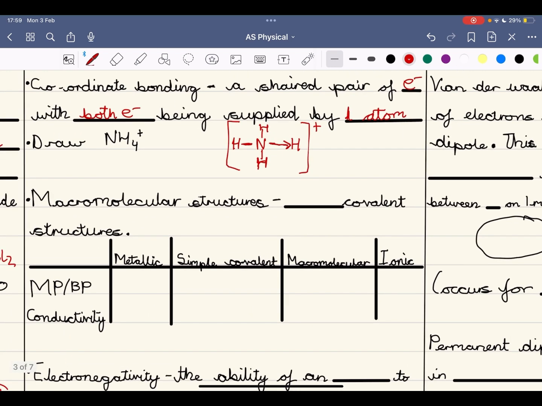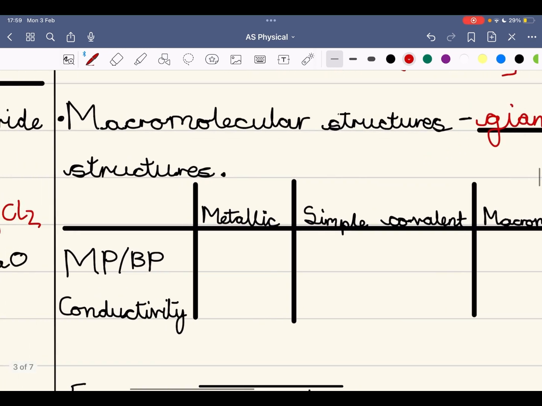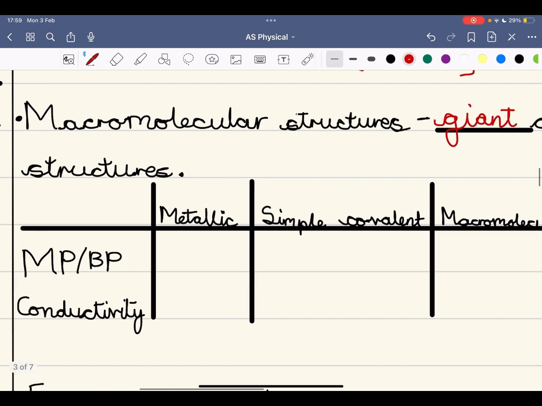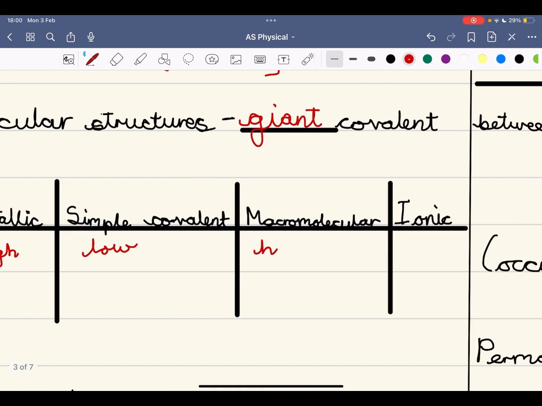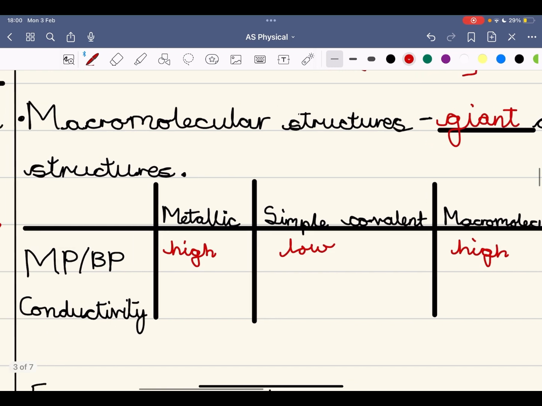Macromolecular structures are giant covalent structures. Okay, so for the melting points, metallic structures have a high melting point, simple covalent have a low melting point, macromolecular have a high, and ionic structures have a high melting point and boiling point.